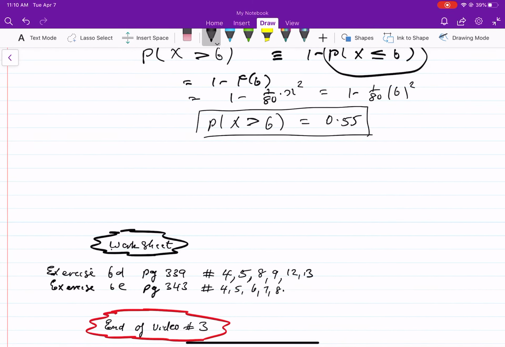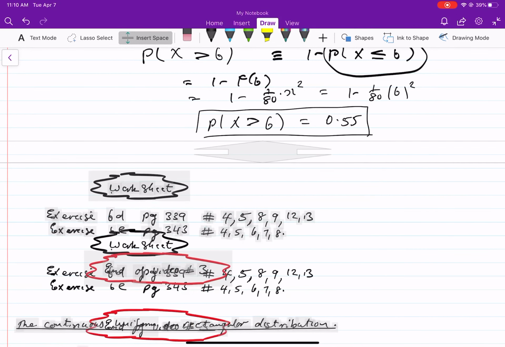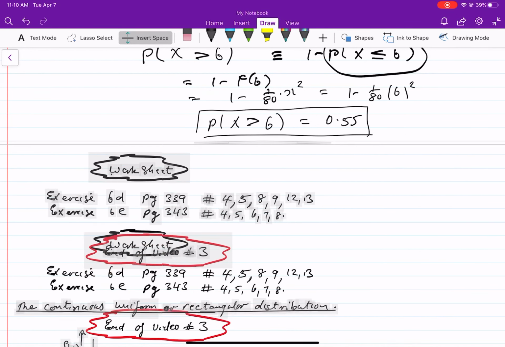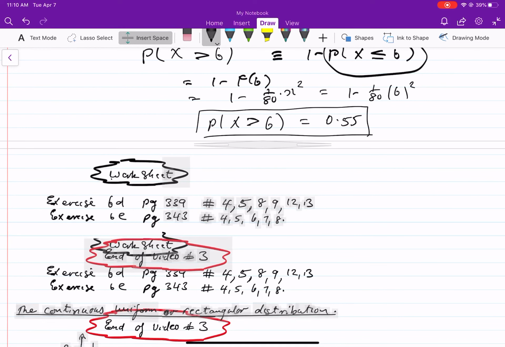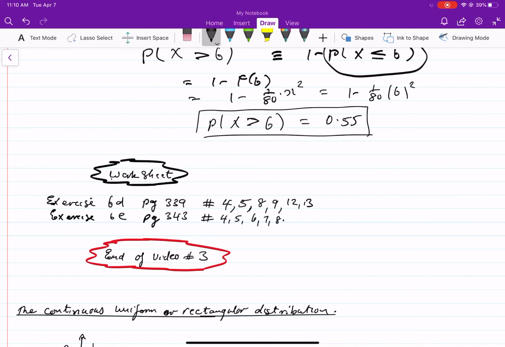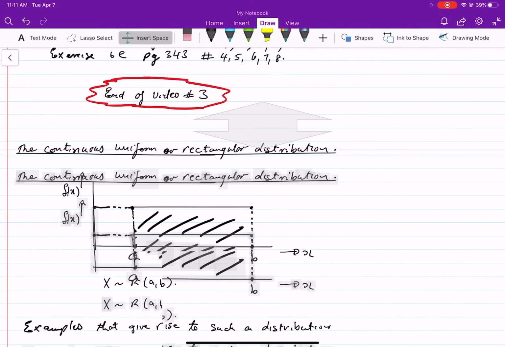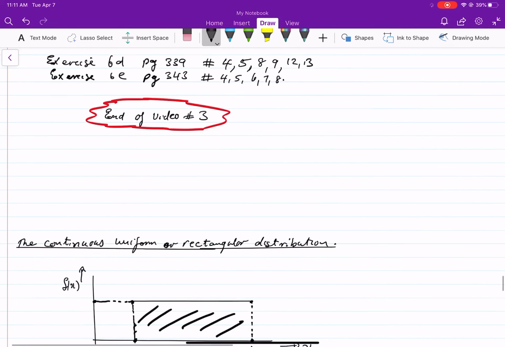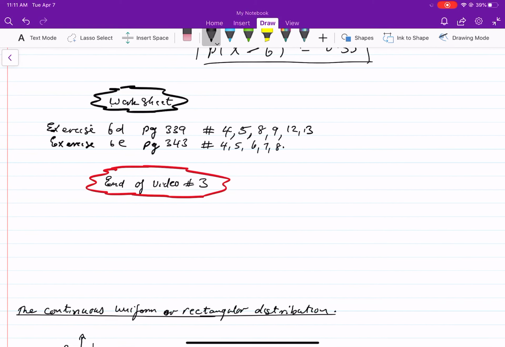All right. That's it for this problem, and I'm going to call it quits for this worksheet as well, for this tutorial as well. You got a nice worksheet here. So good luck with that. Yep, there it is. You got two exercises, 6D and 6E. You got a bunch of problems. Yeah, that should keep you busy and out of trouble.